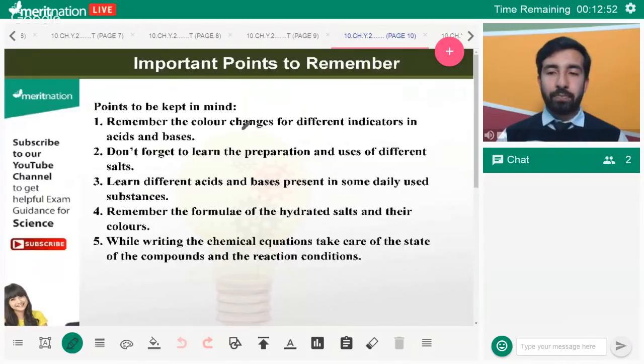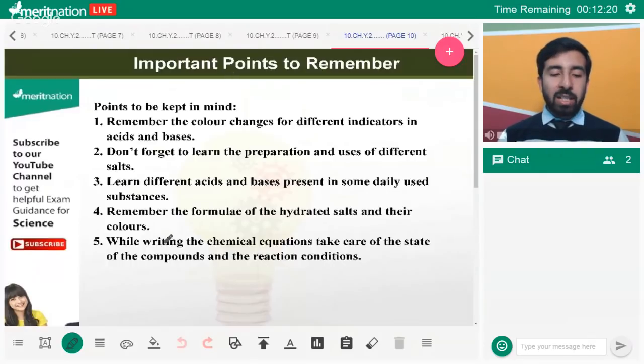The next is remember the formulas of the hydrated salts and their colors. Hardly two salts are in your syllabus: sodium carbonate, your washing soda, and copper sulfate. So remember their colors along with their formulas, including the water of crystallization. And the last part is baking soda. I have already taught you baking soda; it is included in the table. If you are asking about baking powder, then baking powder is a mixture of baking soda along with a mild edible acid, which is tartaric acid.